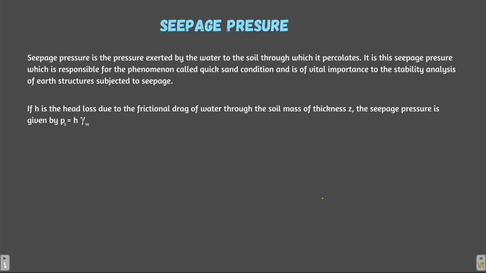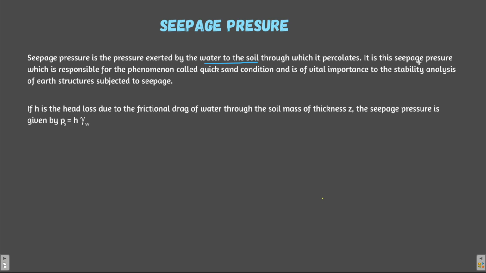Dear learners, welcome back. In this video, we are going to learn about what is seepage pressure, and it is a very important concept. So basically, seepage pressure is the pressure exerted by the water to the soil through which it percolates. What happens when there is flowing water in the soil is that it exerts a drag force in the soil, and that is known as the seepage pressure.